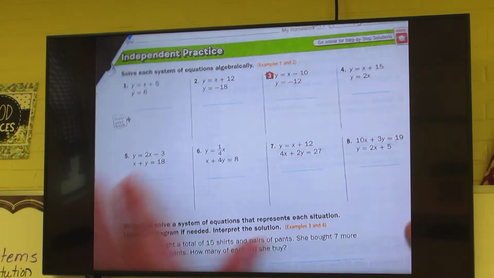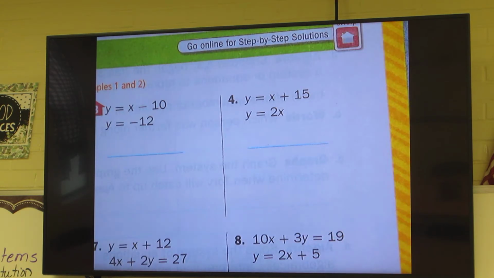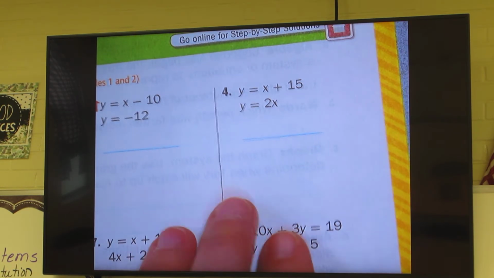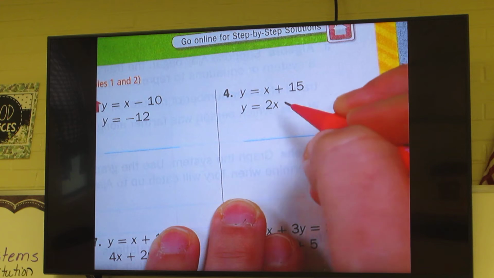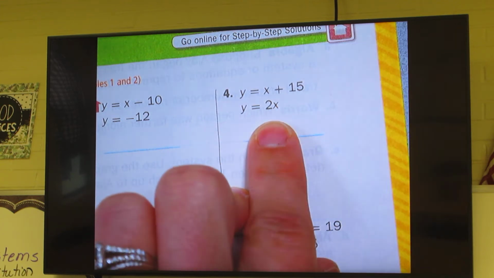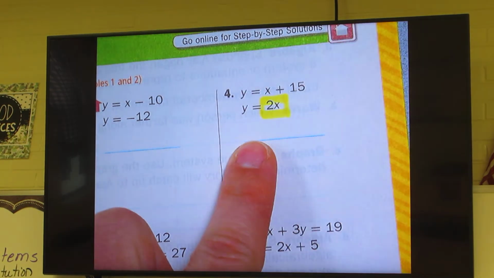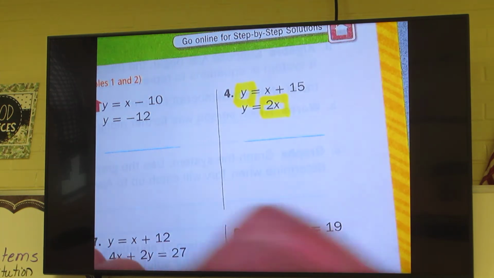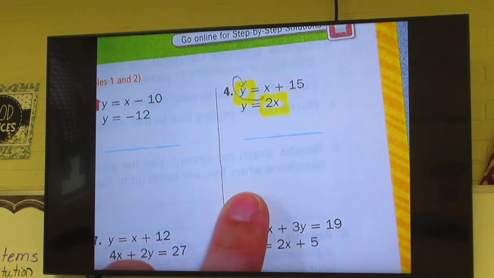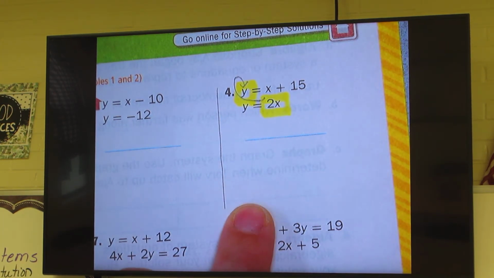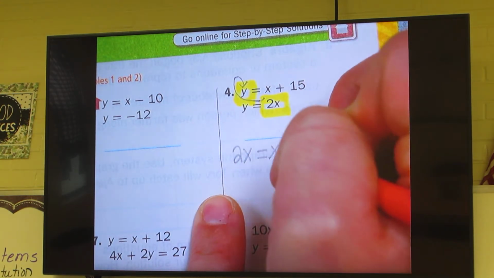Alright, so let's look at number 4. So if I'm looking at number 4, now both of these are solved for y here. So it really doesn't matter which one you choose. Today we started with the second one. So if y is equal to 2x, I take this 2x and I put it into the y spot here. Because both of these are equal to y, so if they're both equal to y, then we should be able to set them equal to each other. So we put 2x into the y spot and get 2x equals x plus 15.